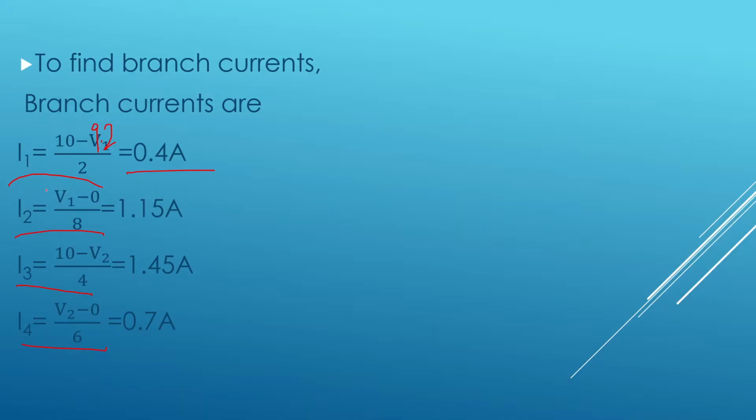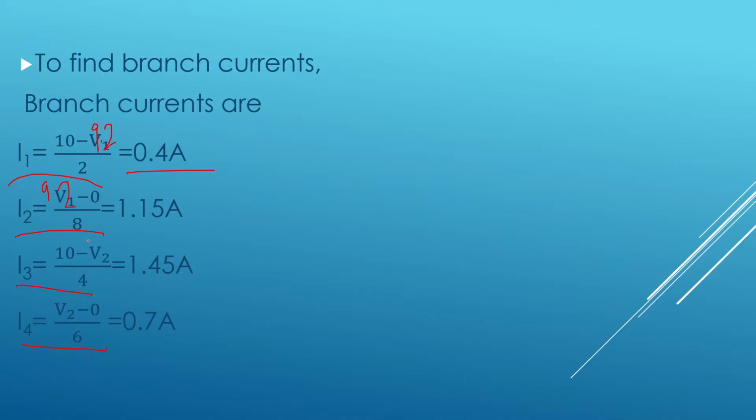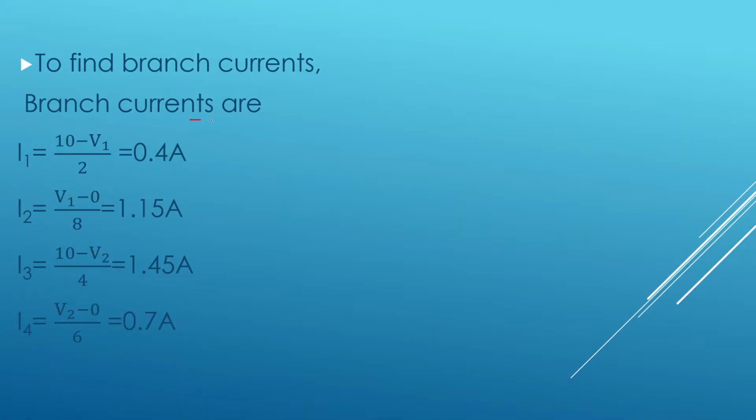I2 is equal to V1 minus 0 by 8, and V1 is 9.2. V2 was 4.2. So I3 is 10 minus 4.2 by 4, and you will get 1.45 amperes. And I4 is 4.2 minus 0 by 6, you will get 0.7 amperes. So these are all the branch currents in the given circuit.